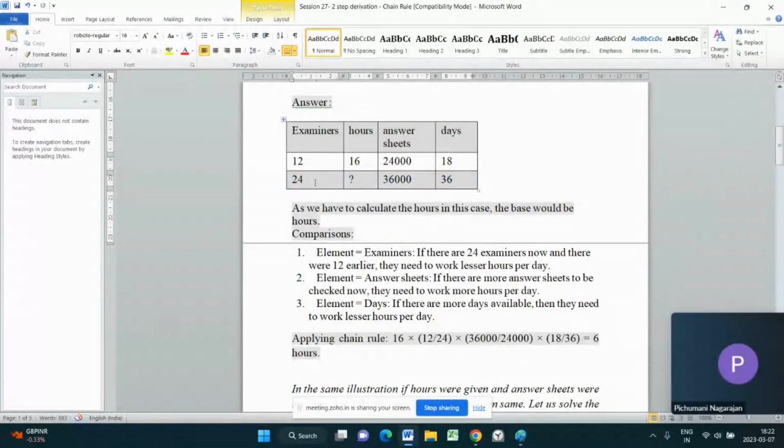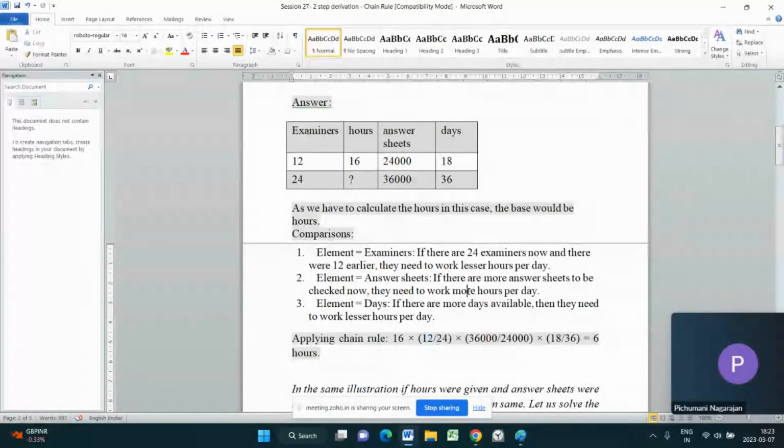We are taking this. Now 24 examiners are given, more examiners are given to me, and earlier I had very less examiners. So the work now means hours should be less, which we get when comparing these two. When hours should be less, the 16 is the other one we have to identify. So the 16 we are taking here into the first element we are comparing. Which is less and which is more? When it is less, you put the less on the numerator, the other one in the denominator.